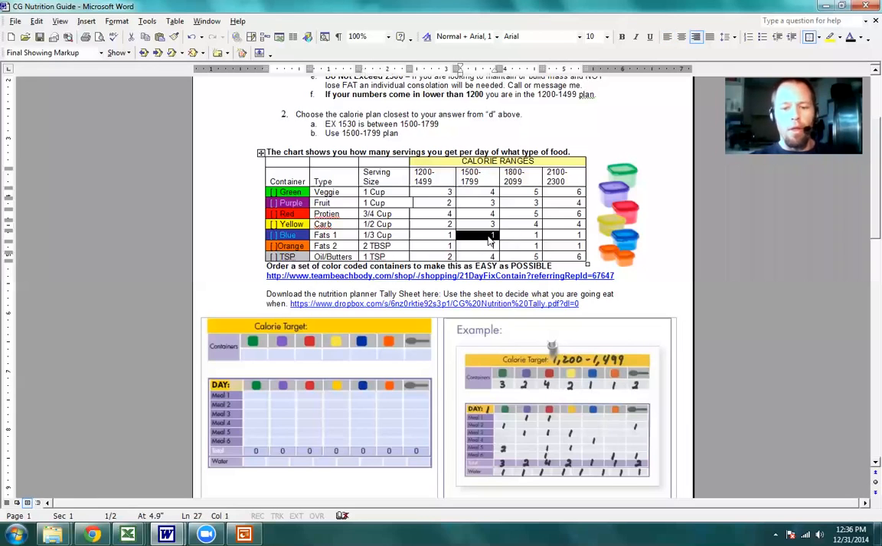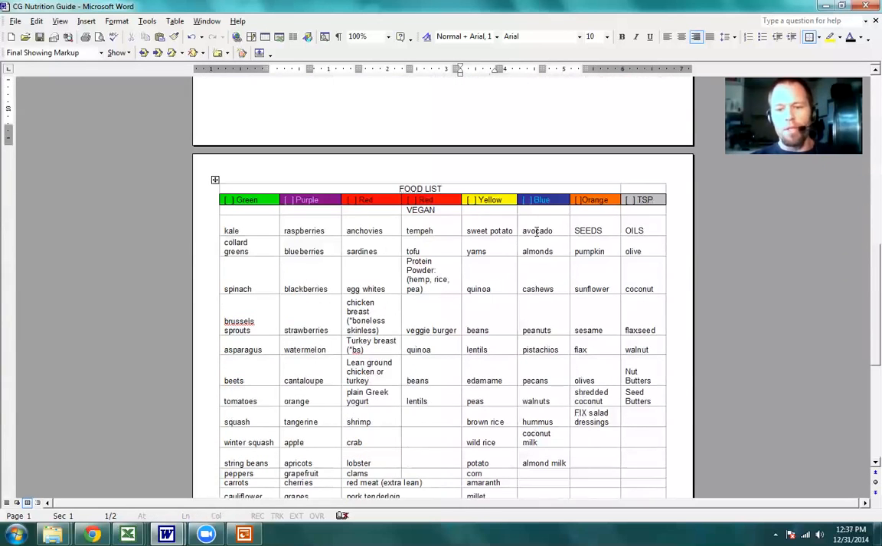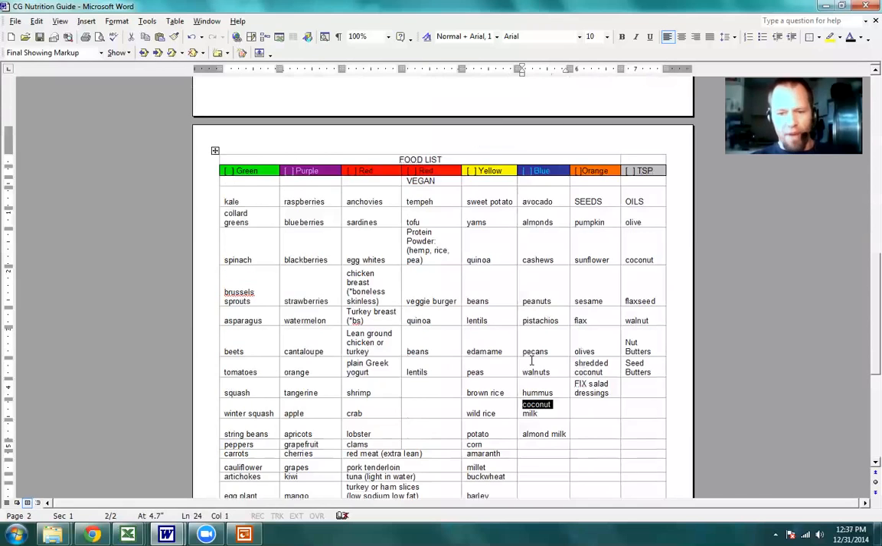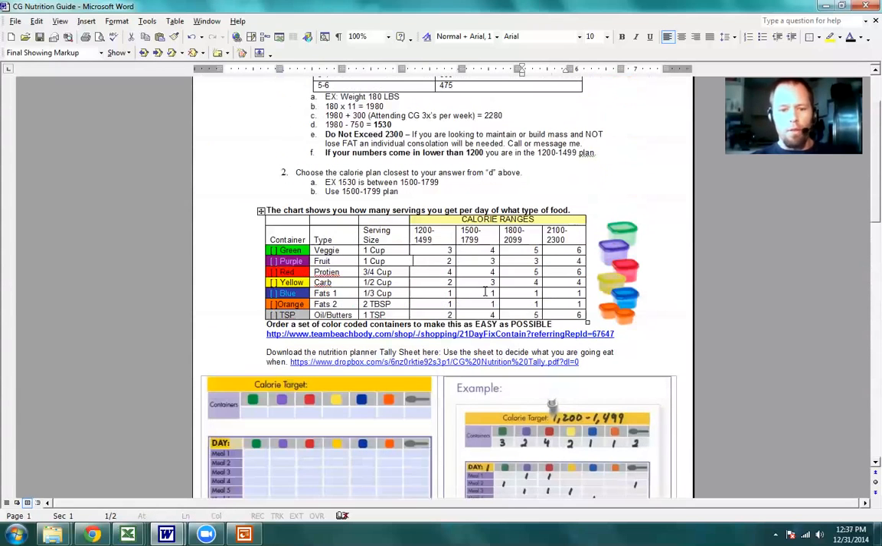Now, we've got 3 sources of fats as well. The blue fats, let's go down and take a look at the foods. The blue fats are nuts, avocado, coconut milk, almond milk. Those are your blue fats. And for this person, they get 1 serving of those, avocado or nuts. In terms of fluid ounces, that would be an 8-ounce serving of almond milk or coconut milk that you would be getting in order to fulfill that one fat.